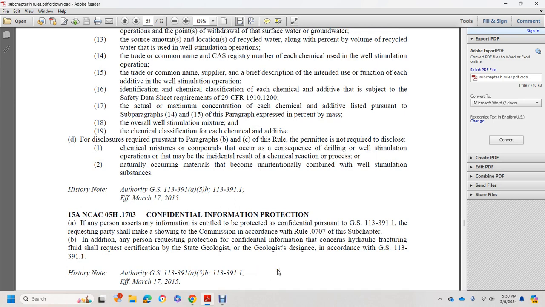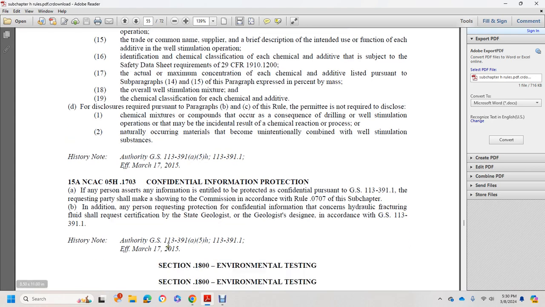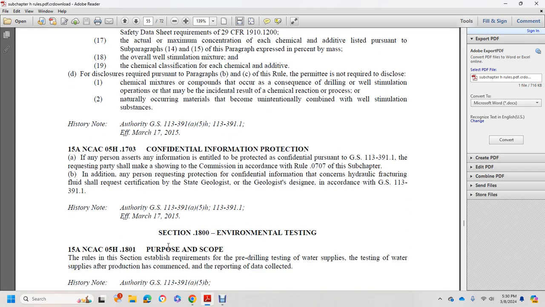If any of the persons served with information types with the protection of confidentiality pursuant to GS 113-391(a)(1), upon the request, the Commission shall show in accordance with the rules of Rule 0707 of this subchapter. In addition, any person requesting protection of confidential information concerning the hydrofracturing fluid shall record the certification of the state geologist designated in accordance with GS 113-391(a)(1). Section 18, environmental testing.